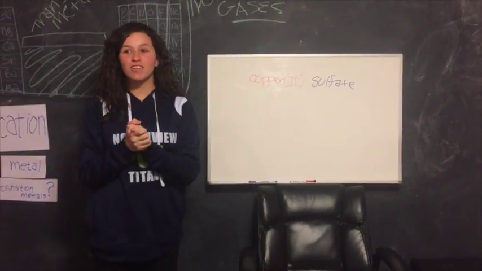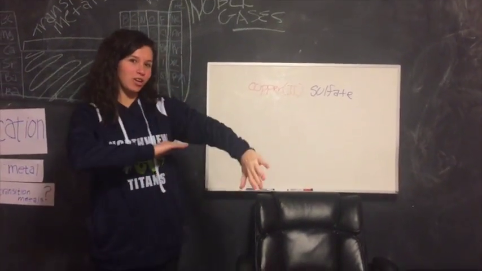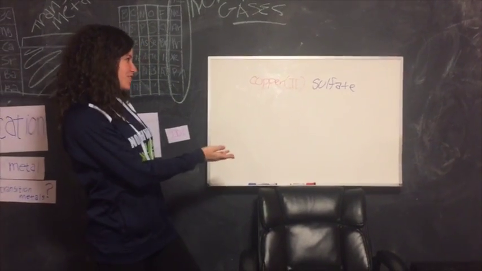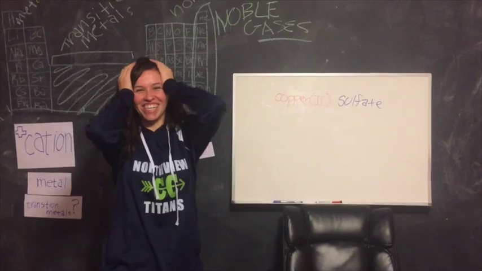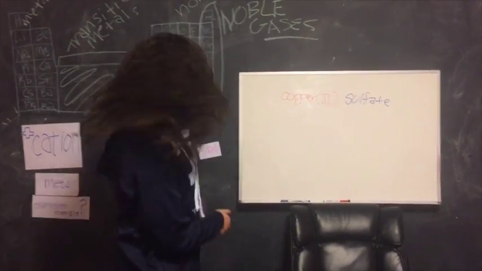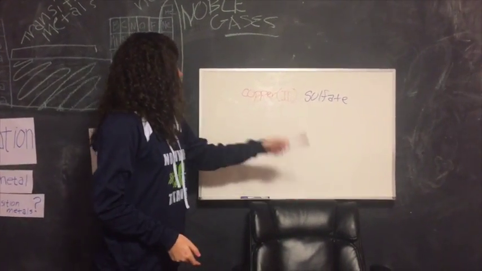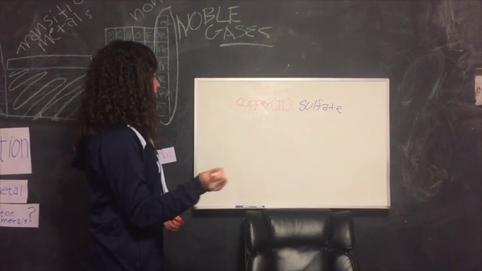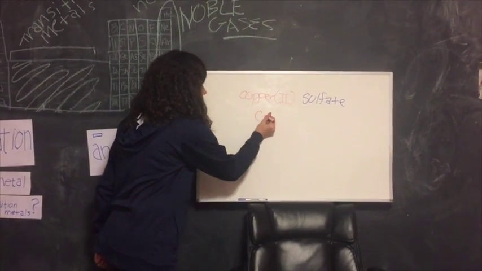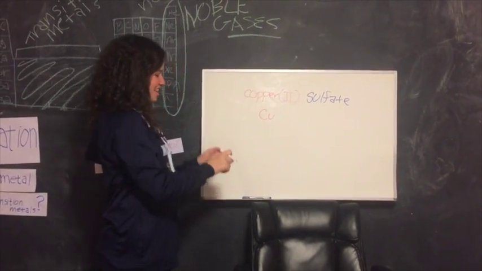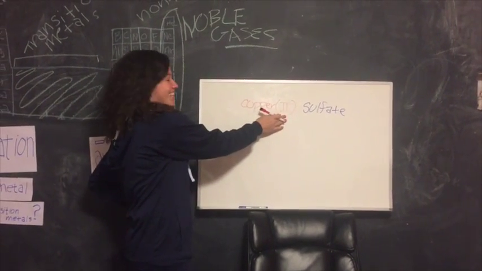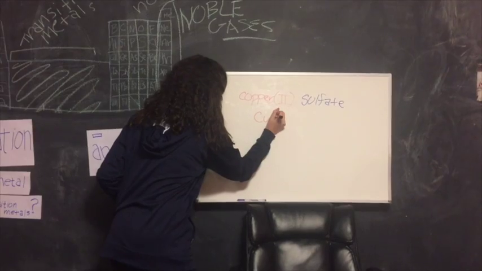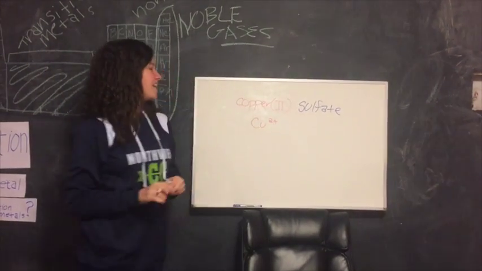Now we're going to do the next example, working backwards, where you have the name first. Oh my god, this is impossible. I don't know what to do. Wrong, it's super easy. First, copper. You write down its element name. Wow, look at that. And then it literally tells you what the charge is, so you write the charge, 2+.